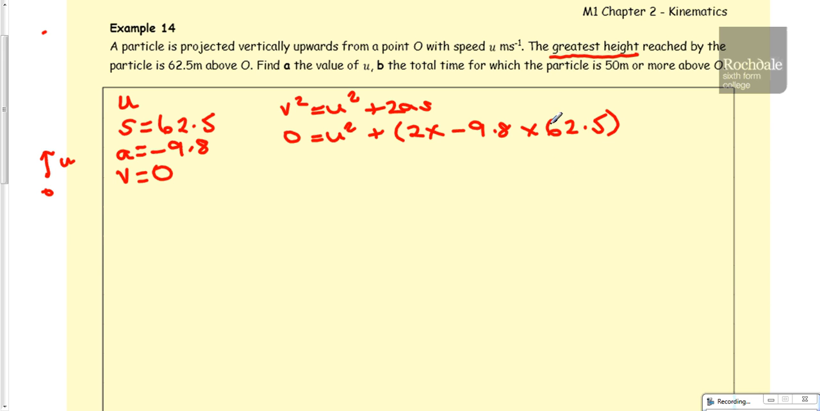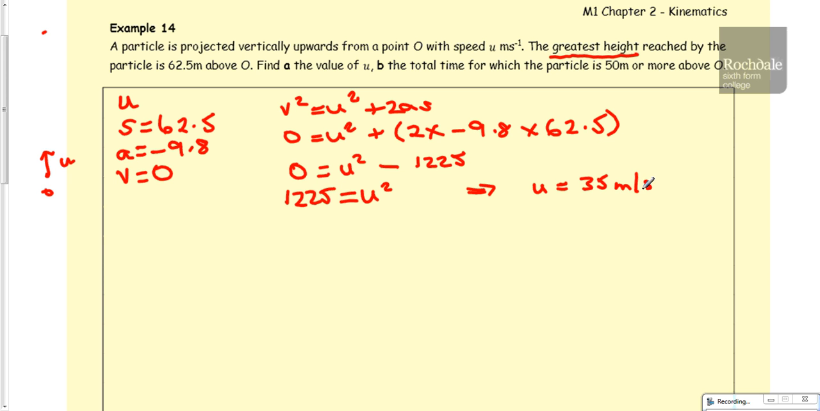Okay, rearranging that, let's just quickly work that out. I think that works out to be 1225 in that bracket. So if we bring that over to the left hand side, 1225 equals u squared. So what does that tell us? That tells us that u is the square root of 1225, which happens to be exactly 35. So the particle is being projected upwards with a speed of 35 meters per second. So that was part A.